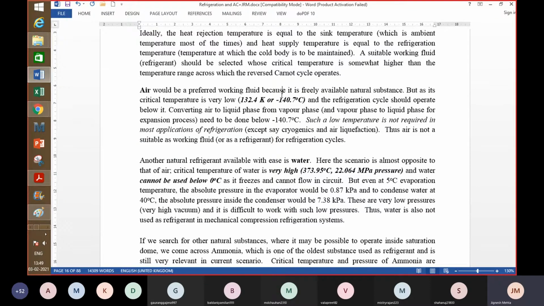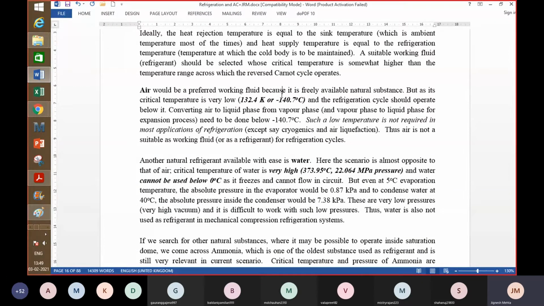In converting air from vapor phase to liquid phase, and then for the expansion process, these all need to be below 140.7 degrees Celsius. Now, your refrigeration temperature would be less than minus 140.7 degrees Celsius. Do you need such low temperatures in refrigeration? There could be only very few applications where this may be needed.